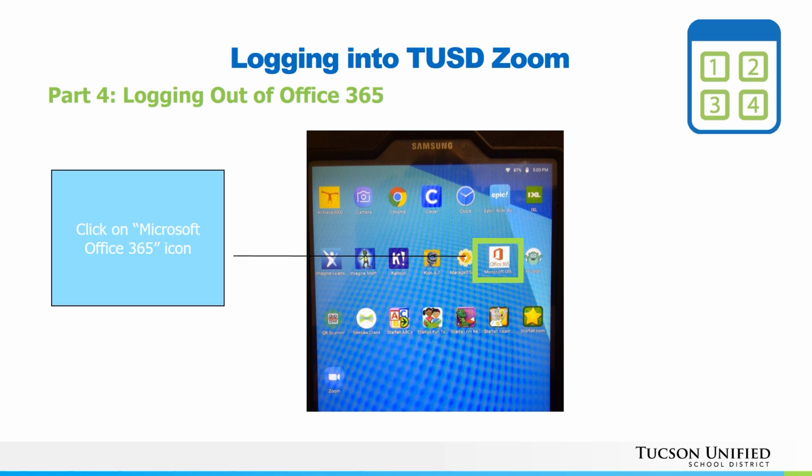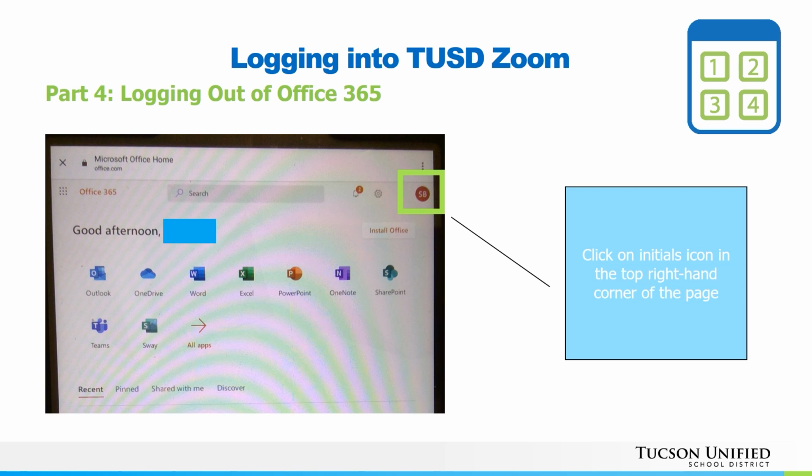The last step in order to completely log your child out of Zoom is to also log your child out of Office 365, as the two are linked. This is an important step if you have another child attending a TUSD school in your household who will use the same tablet. To get started on logging out of Office 365, click on the Microsoft Office 365 icon in the list of applications. In Office 365, click on your child's initials at the top right-hand corner of the screen.